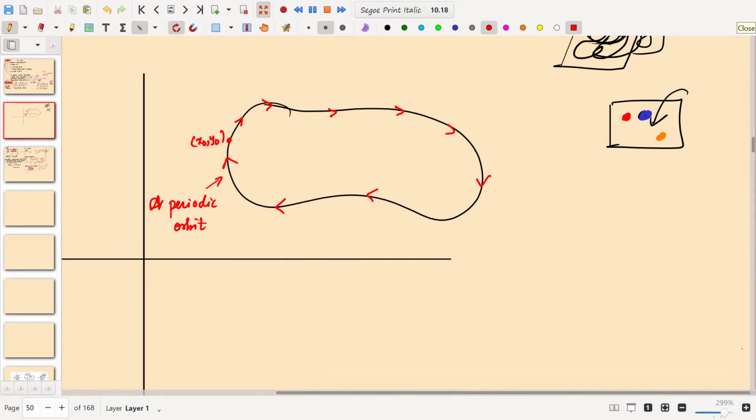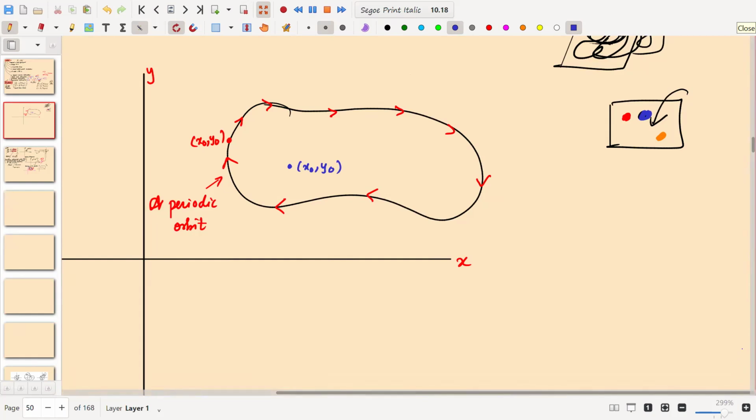Now my question to you is, this is in the 2D space, that means x and y. Now what I am suggesting is you can start at any point inside here also. You can start the initial condition at any point here also, right?